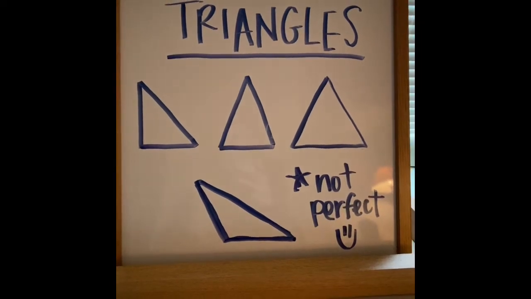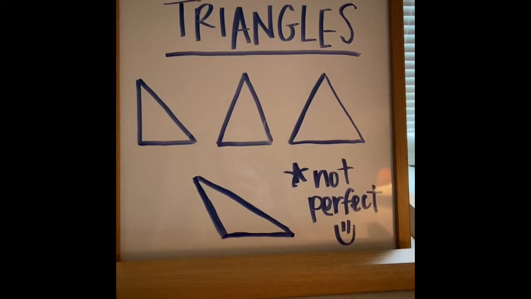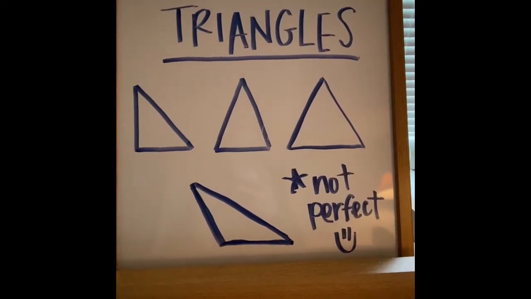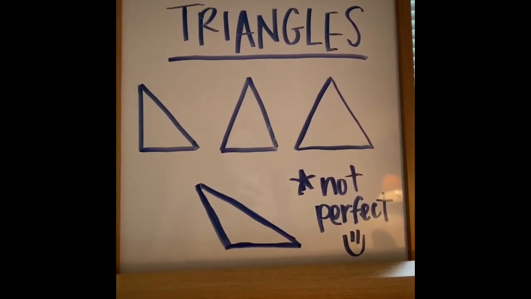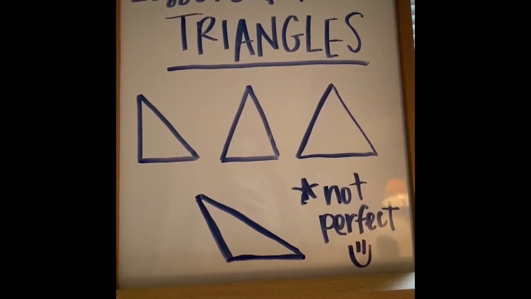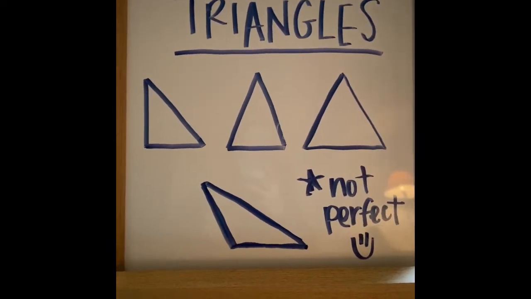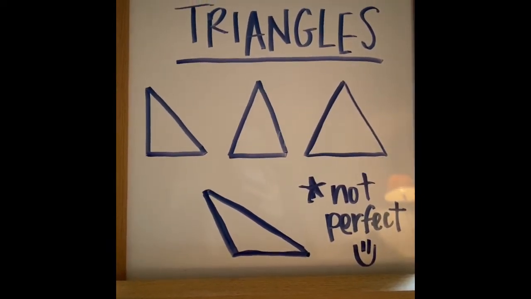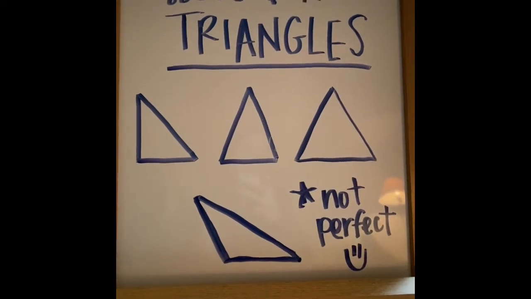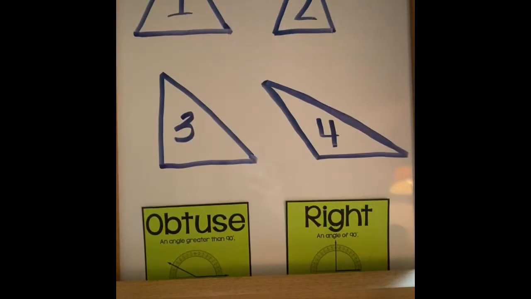Our lesson today is lesson 69, which is over triangles. And on the board right now, I have the four triangles that we are going to be talking about further. Now, a little disclaimer that I have in the bottom right corner is that these triangles are not going to be perfect because I am not perfect. So, we are going to get started. So, let's go. All right.